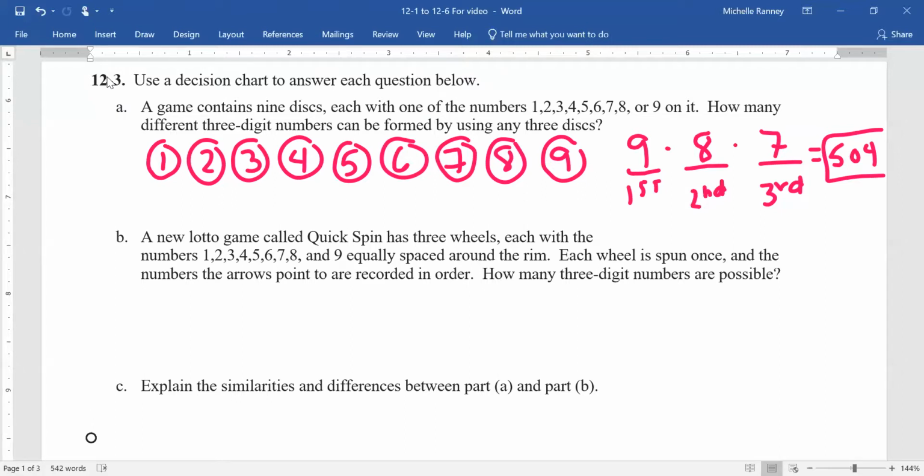So in this case, we have one wheel with the numbers 1 through 9 on it, another wheel with the numbers 1 through 9 on it, and a third one. So again, each of these contain the numbers 1 through 9. And we're going to spin each of these once to come up with a 3-digit number. So you guys set up a decision chart and figure out the answer to this one.